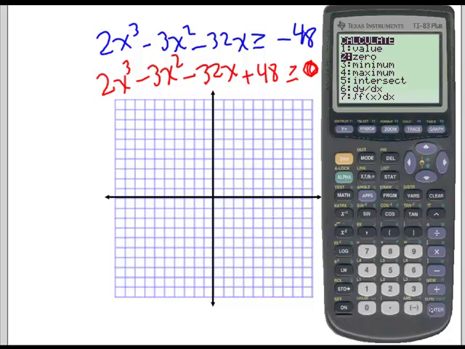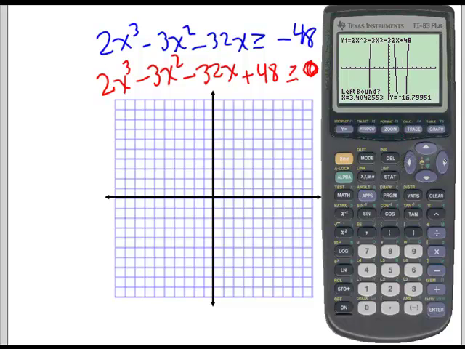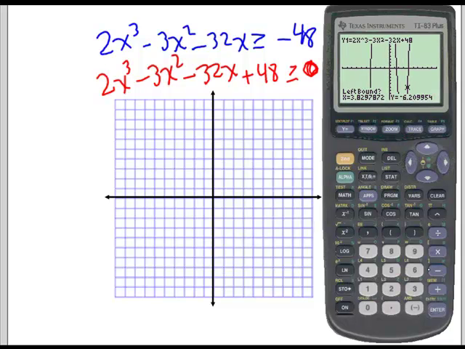So I'm going to hit 0. I'm going to go to this one over here to the right. This is a left bound. This is a right bound. And then a guess. It appears to be at 4.